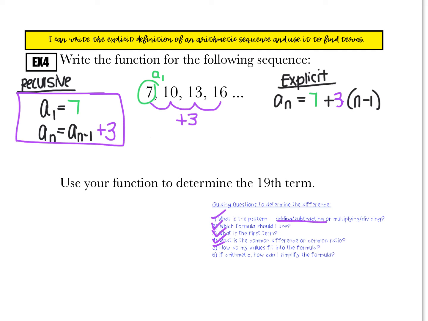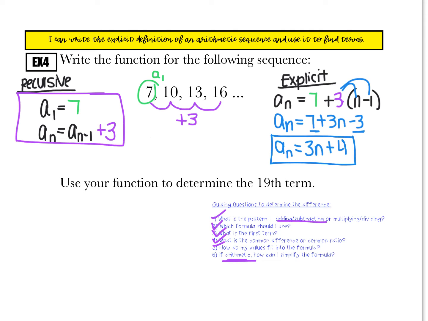Now the last thing I have to do is, if it is arithmetic, which we decided since it's a constant rate, I do need to simplify. So all I'm going to do is just distribute my 3 and combine my like terms. So a sub n equals 7 plus 3n minus 3. I'm going to take 7 and minus 3 and put them together. So a sub n equals 3n plus 4. And that is my explicit formula.